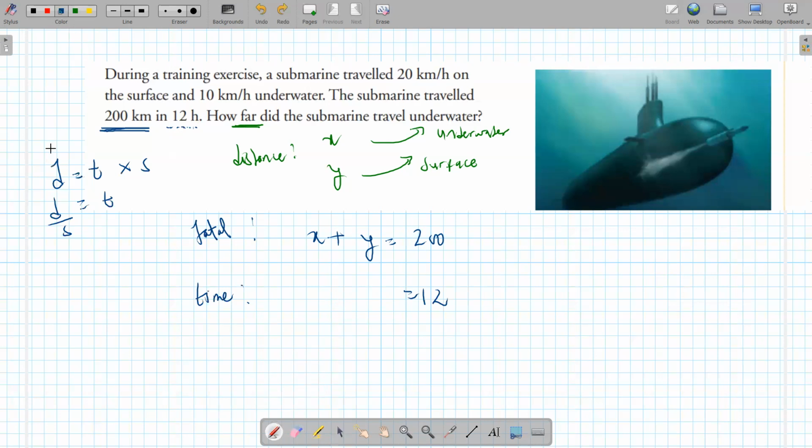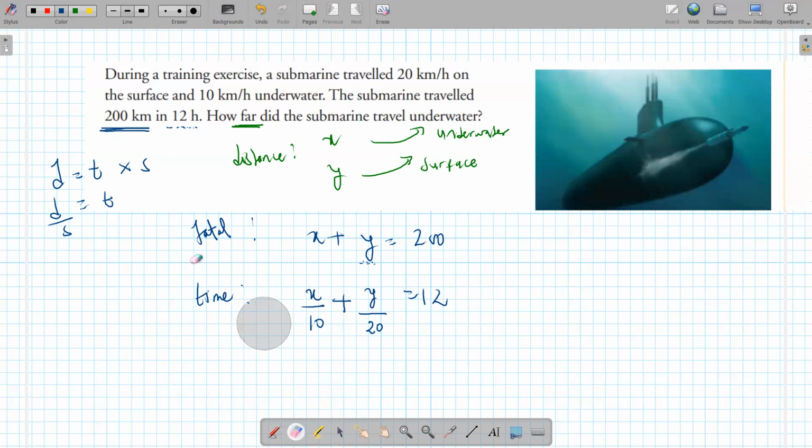Remember, time is distance over the speed. So the distance it traveled on the surface is y, right? What's our speed on the surface? It is 20. Similarly, what's our distance underwater? X. Yeah, it'll be x over 10. Now we have a system of equations.